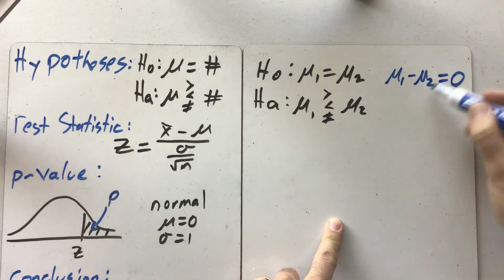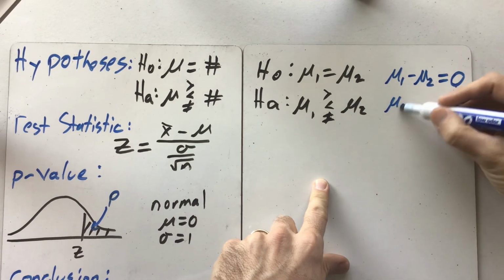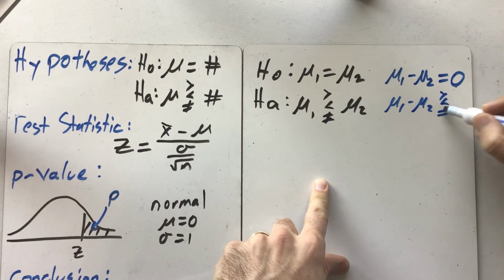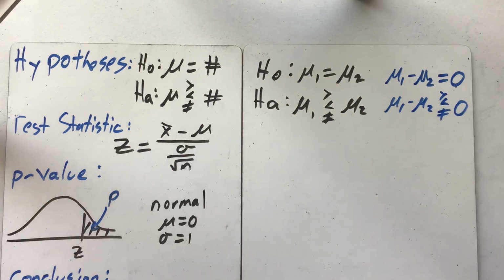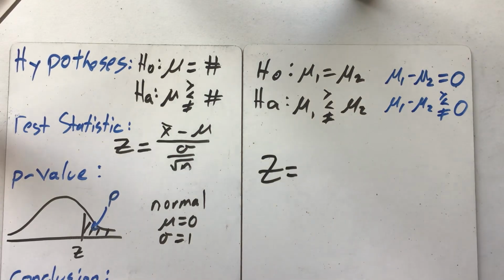And this looks a bit nicer because it has a number on that side like we're used to. Similarly, we might have mu1 minus mu2 is either greater than, less than, or not equal to 0. So 0 would always be that number over there. Okay. Our test statistic changes just a little bit, but not too much. Well, actually, it changes just a little bit, but if you keep everything in mind, you'll see that it makes sense the way that it changed.